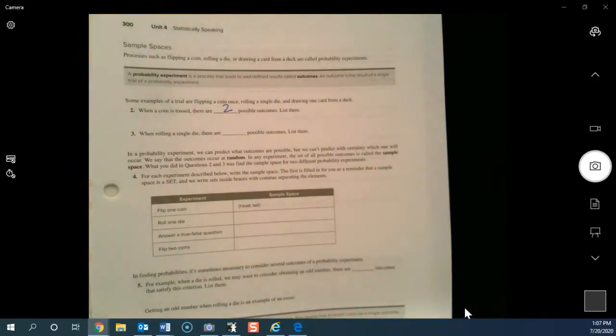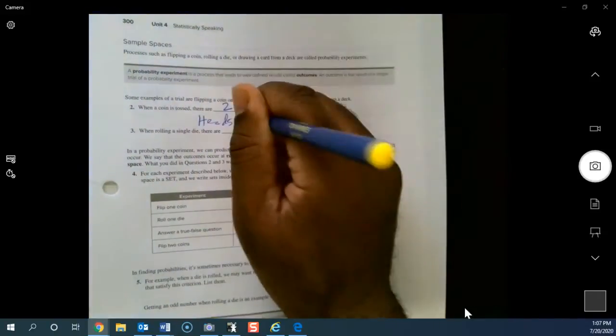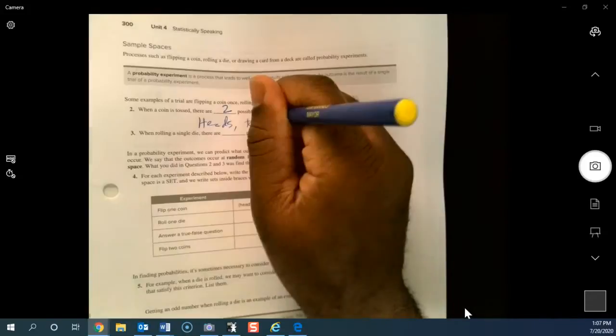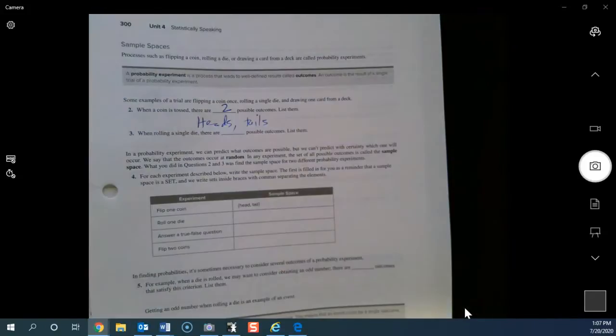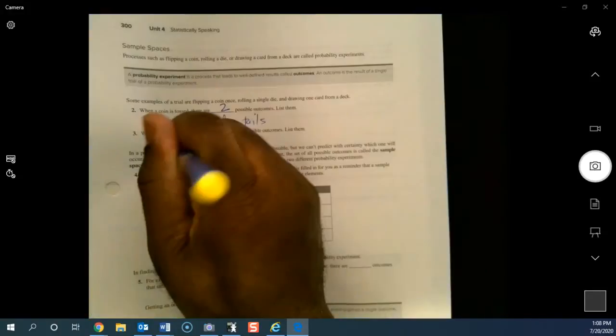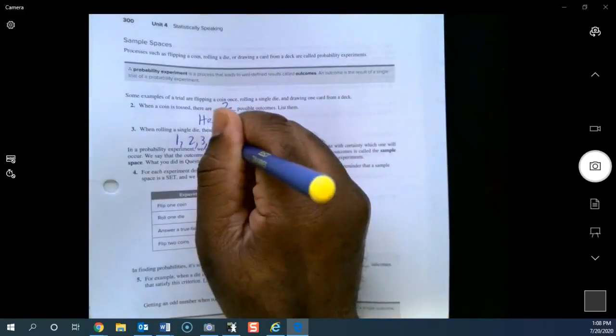It says list them, so we will put heads, comma, tails. Those are the two possible outcomes. Now, number 3, it says when rolling a single die, there are blank outcomes and list them. Now, we're talking about a regular die. So there are 6 possible outcomes, and the possible outcomes are 1 through 6.